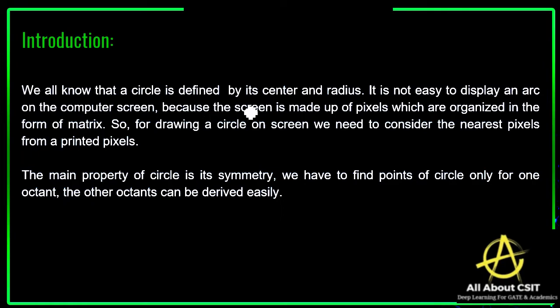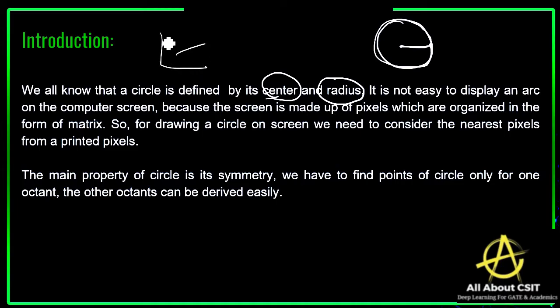We all know that a circle is defined by its center and radius, right? If you want to draw any circle, how are you going to draw it? Based on the radius only. So based on this radius, you're going to draw the circle, like this. It is not easy to display an arc on the computer screen. Drawing a line is okay, it's somewhat better than the circle, but drawing a circle is not easy. You have to draw the arcs.